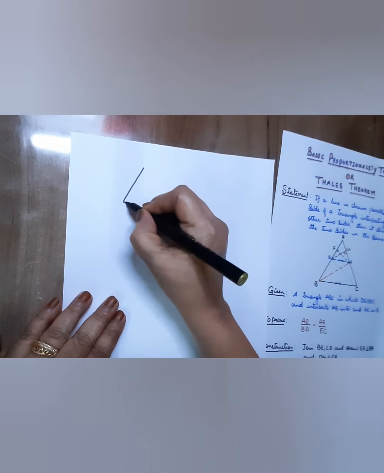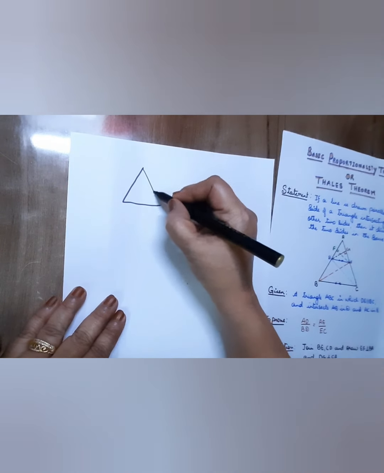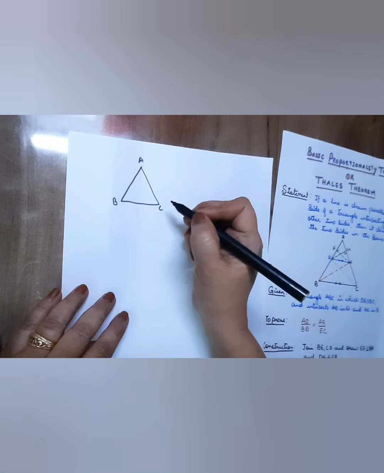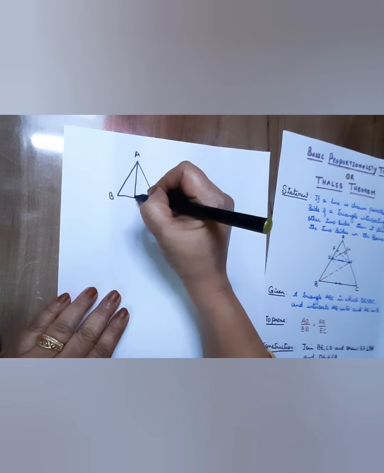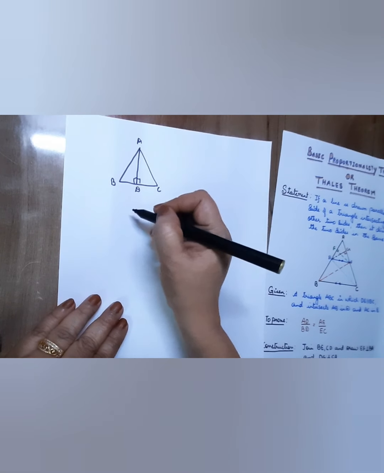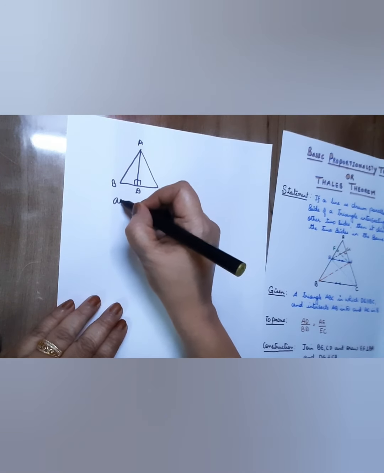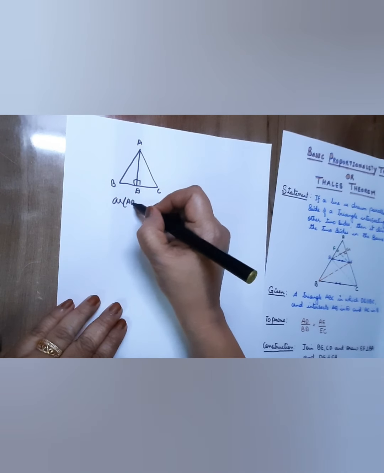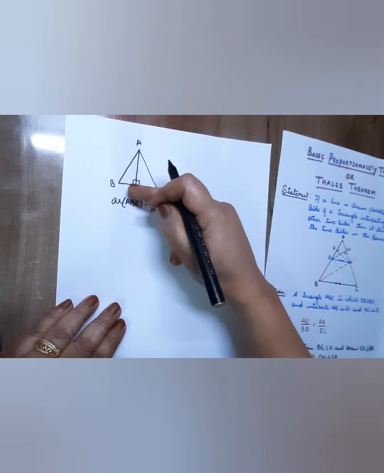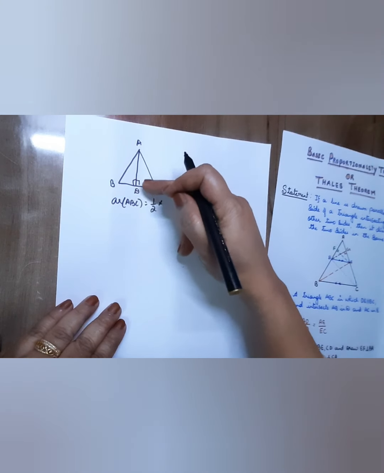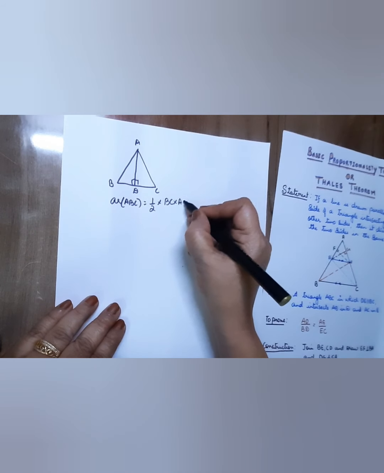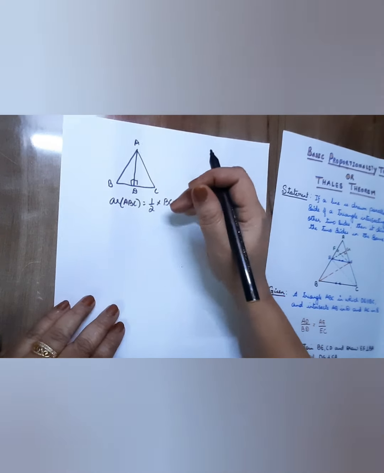In a triangle, if I take ABC, this is an acute angle triangle, and we drop an altitude here, D. So if I have to write the area of triangle ABC, it would be half base into height. The base here is BC, and the corresponding altitude is AD. This we all know.